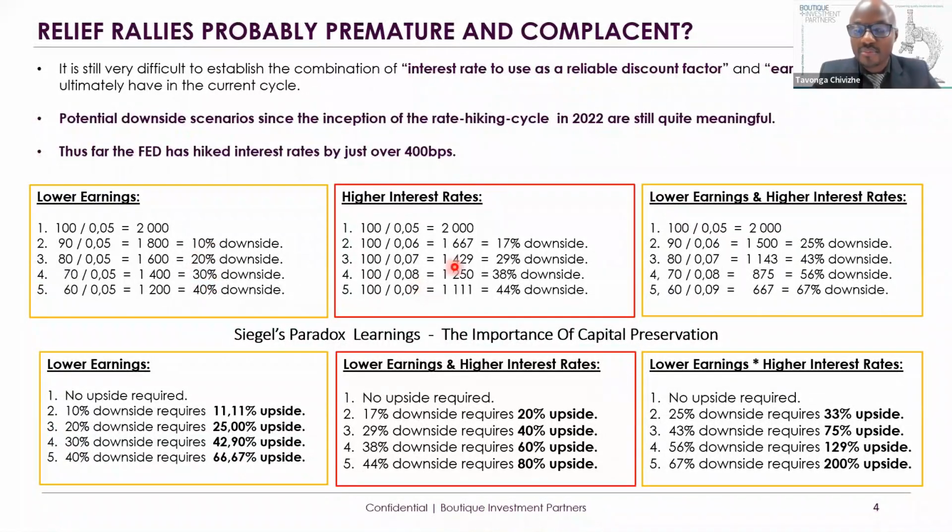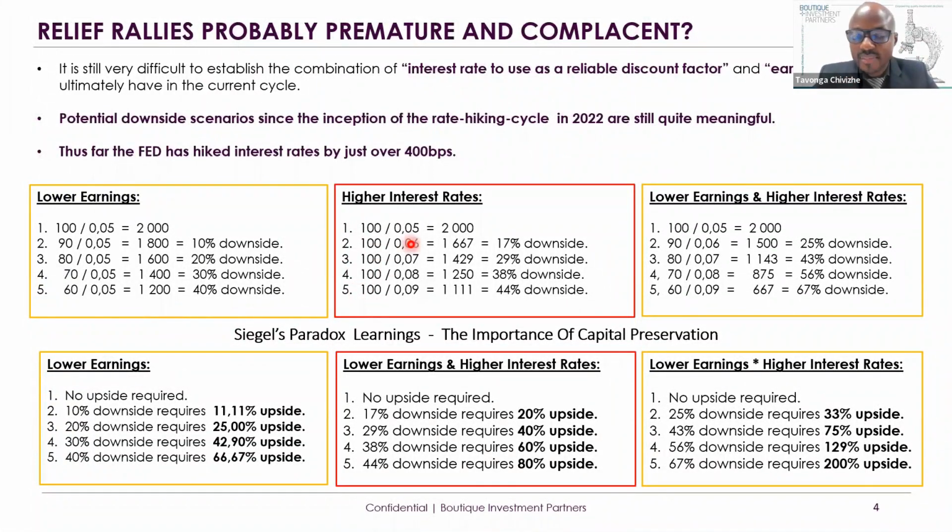The problem actually arises when you start to think about it from an interest rate perspective. If you assume earnings are pretty much flat, which they have been since the yield curve inverted, it's only now that we're starting to see some level of earnings weakness. But for most of last year, earnings didn't really move. In fact, they were growing.